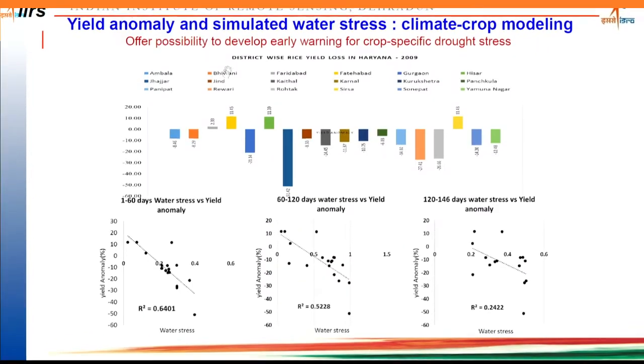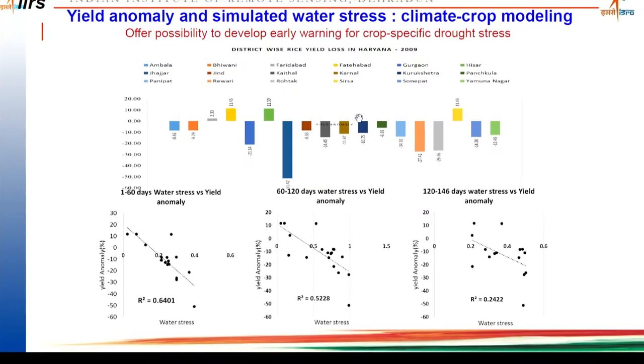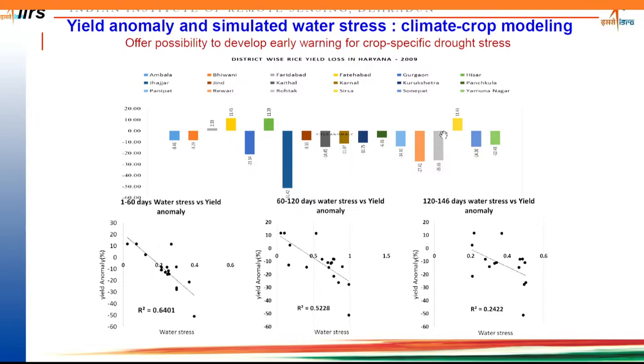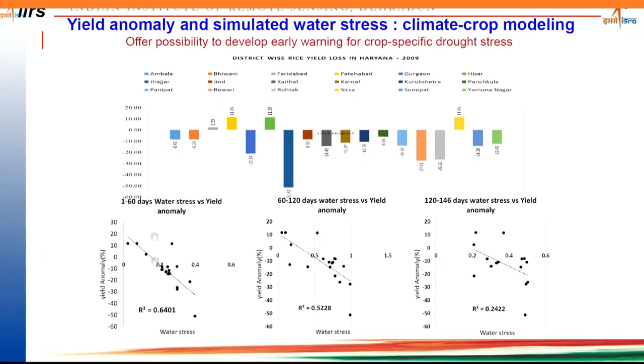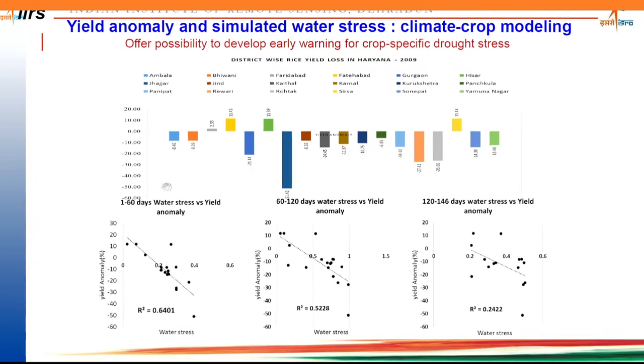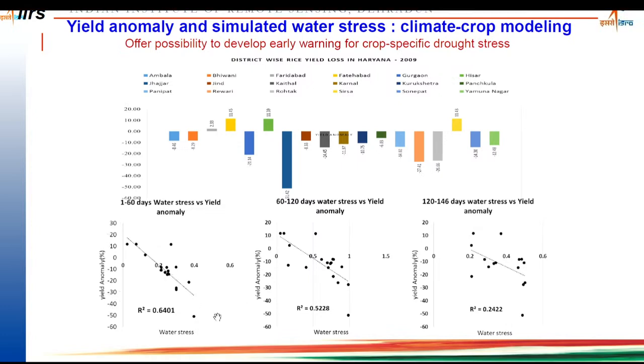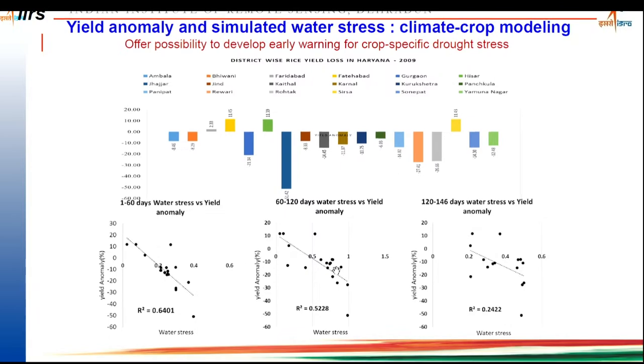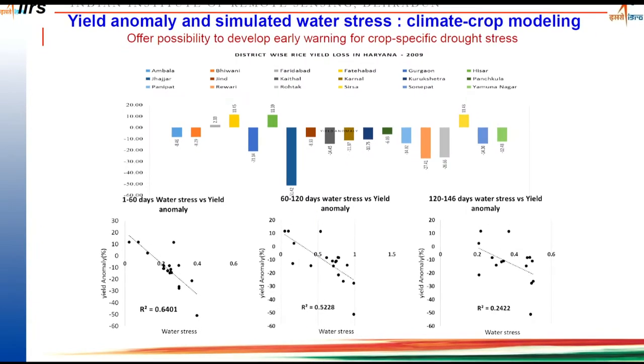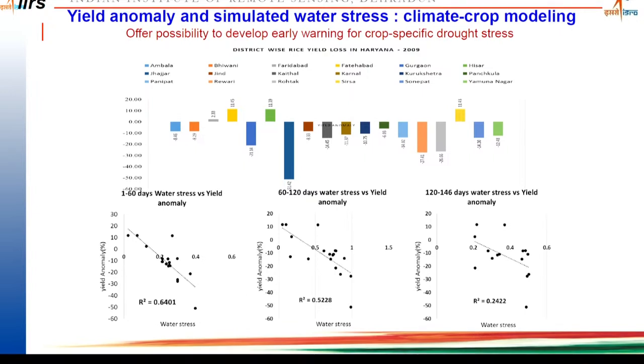So here you can see we could simulate crop yield anomaly as a part of the drought indicator, and also water stress simulated with this integrated methodology against the actual observed yield anomaly. We are finding a negative relationship, which means we could capture water stress with this integrated indicator of climate and crop modeling in a geospatial manner. This is one of the case studies, published in the Scientific Reports Nature journal. So you can have a look.